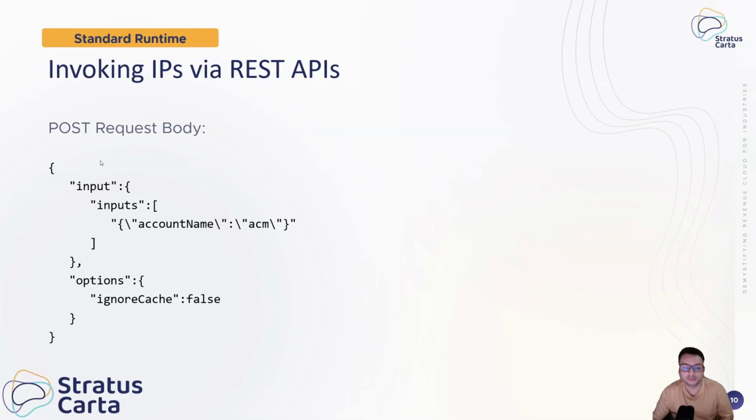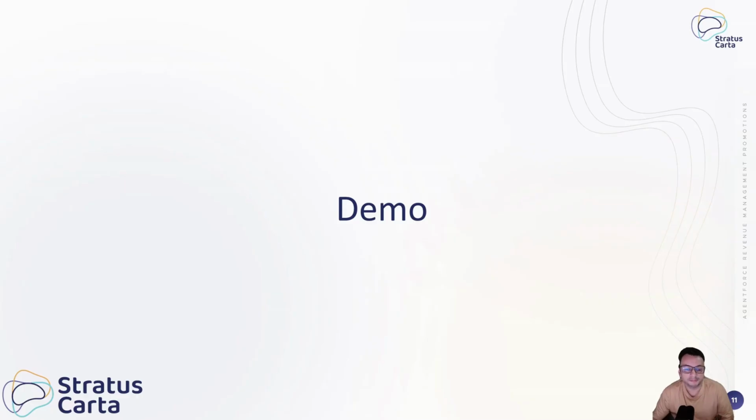Here we have the body from our request. This API supports just the post request. So basically, we have inputs, which is an array of strings, and each string is basically a stringified map. We also have options, something like here, where I choose to ignore the cache, being false. Let's see more in the demo.